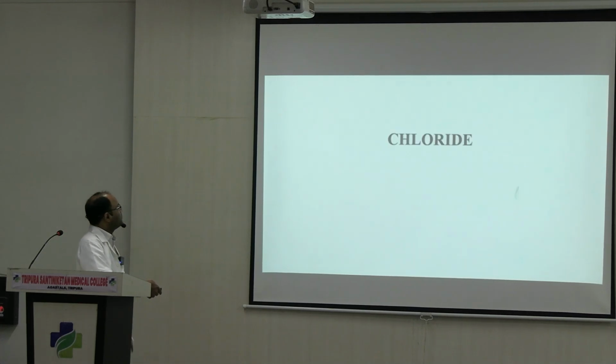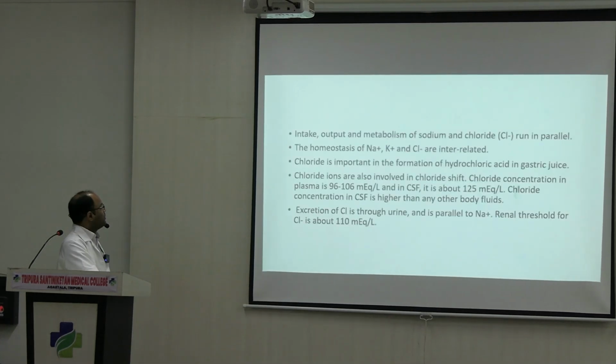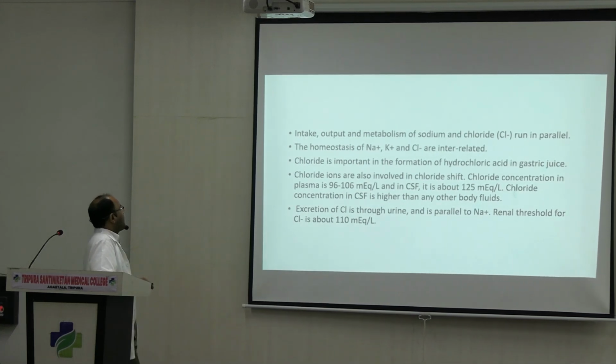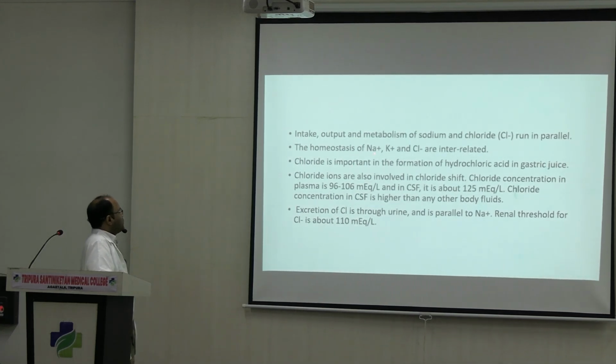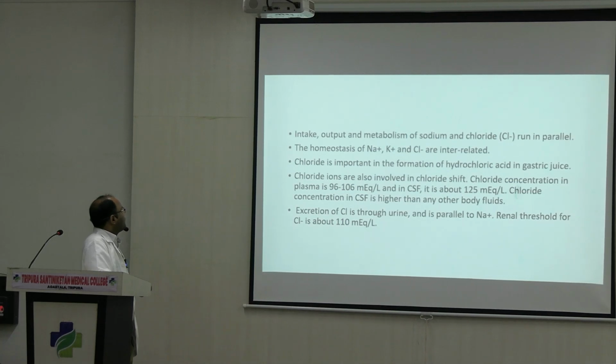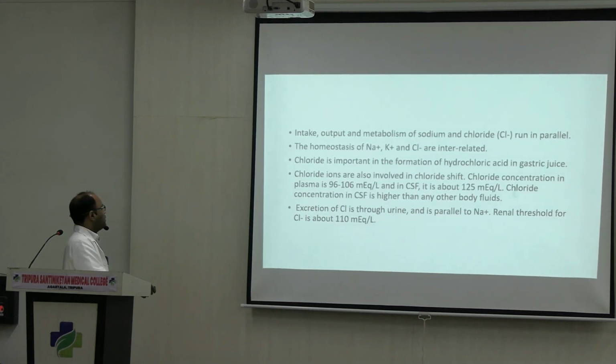Okay. Next, very short. Chloride is very short. Chloride, just read this from your textbook. Homeostasis of sodium, potassium, and chloride are interrelated. Just remember, all three are interrelated. Sodium, potassium, chloride. Normal value is 96 to 106 milliequivalents per liter. In CSF it is 125. This is the normal serum value. This is the CSF value. Okay.